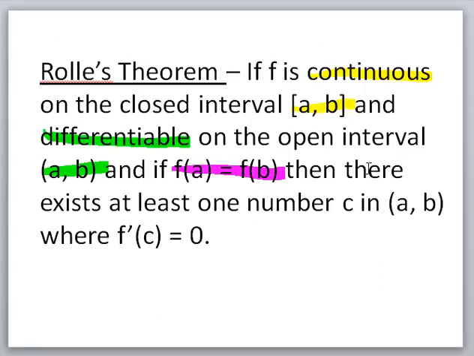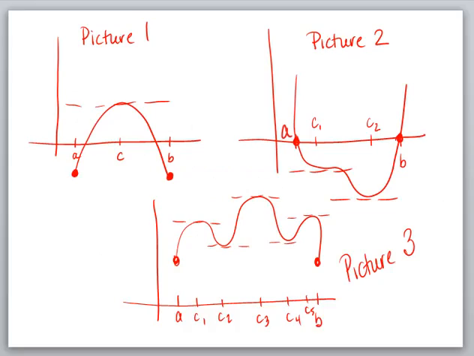That means then there exists at least one number c where f prime of c equals 0. So notice it said at least one. This one has just one value where the derivative equals 0. However, in the second picture I have two c values where the derivative equals 0. And in picture 3, I have 5 cases where the derivative equals 0. So I have 5 c values.